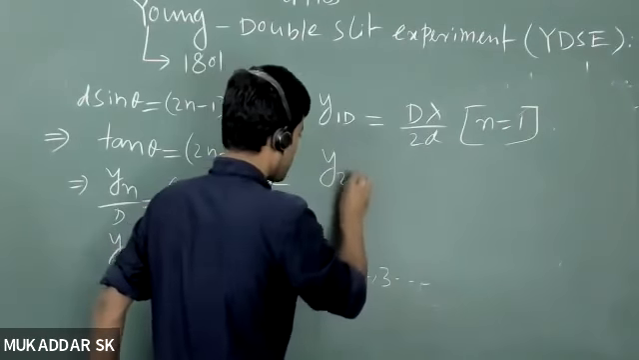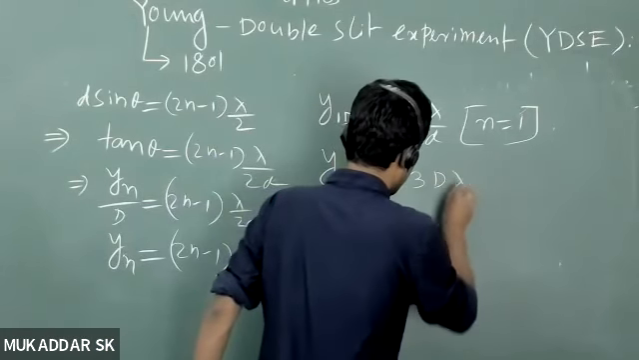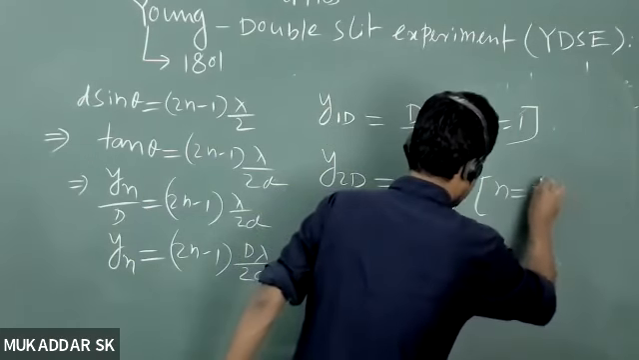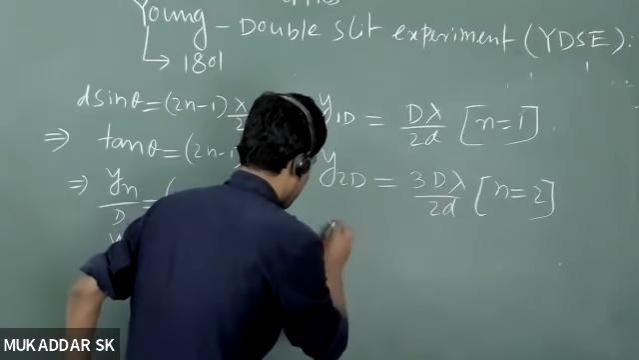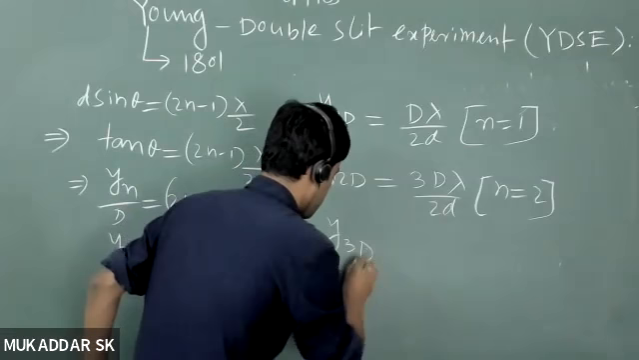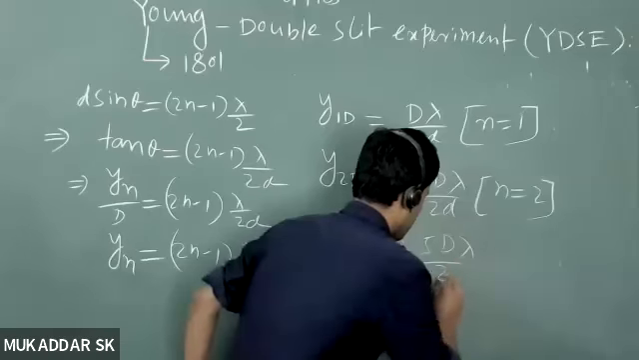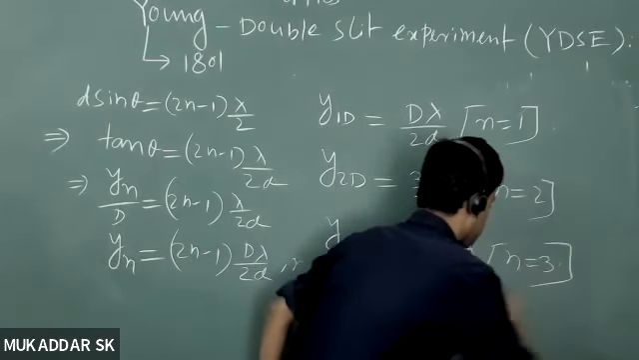Position of the second dark, it will be how much? It will be 3 D lambda by twice small d, when n equals 2. Position of the third dark will be 5 D lambda by twice small d, when n equals 3.